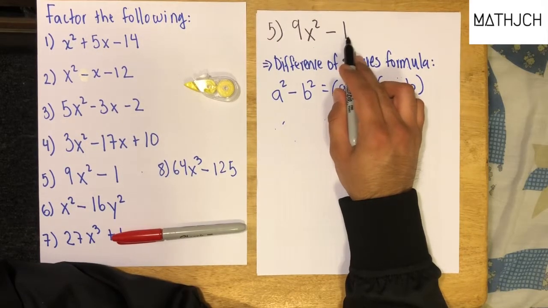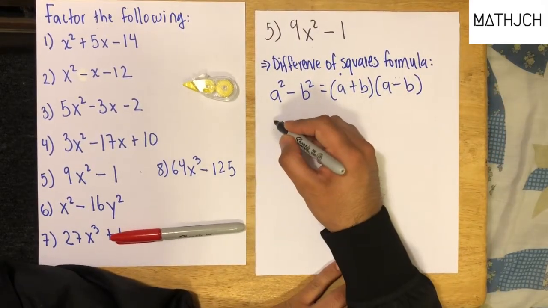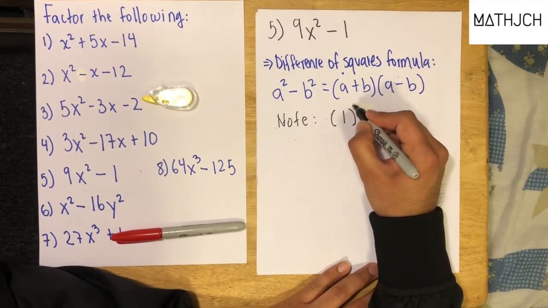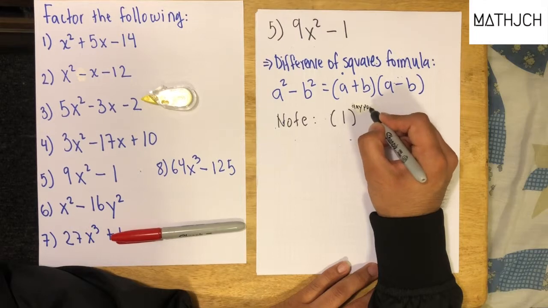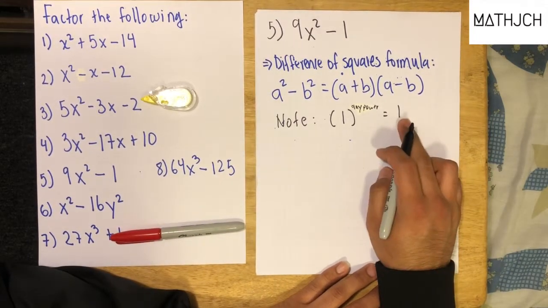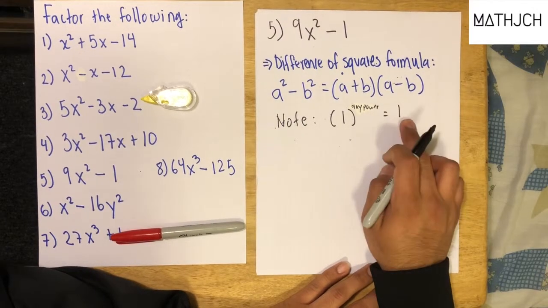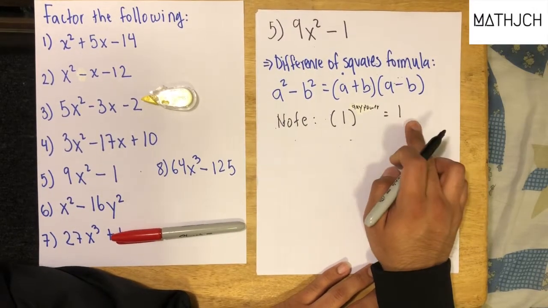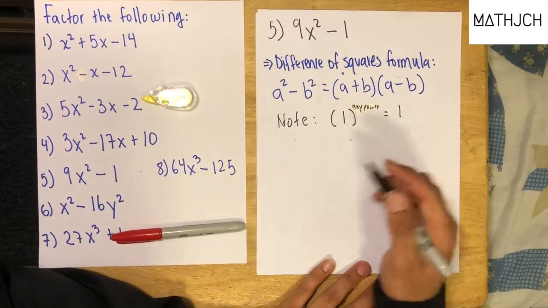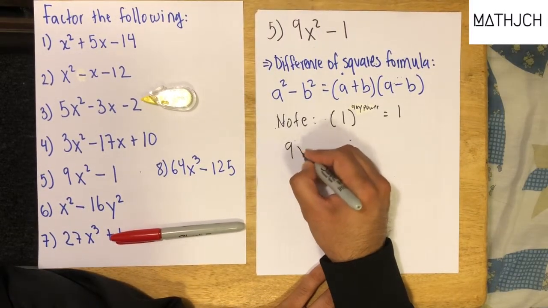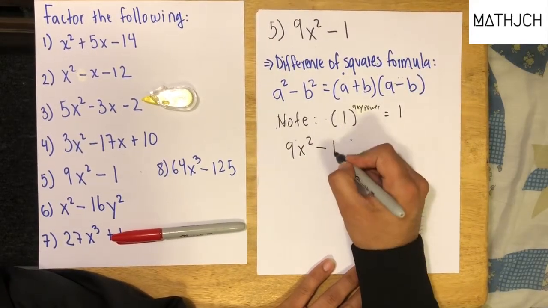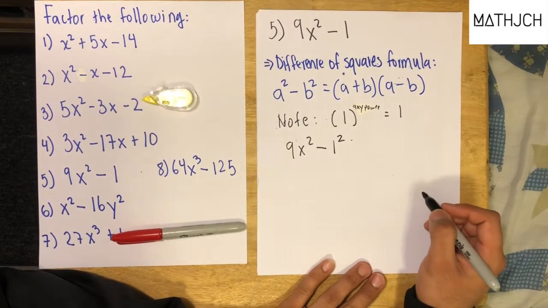But remember, let me give you a little note here. 1 to any power is always going to give us 1. For example, 1 power 2 gives us 1. 1 power 4 gives us 1. 1 power 5 gives us 1. So I could rewrite 9x squared minus 1 as 1, I could rewrite it as 1 squared.